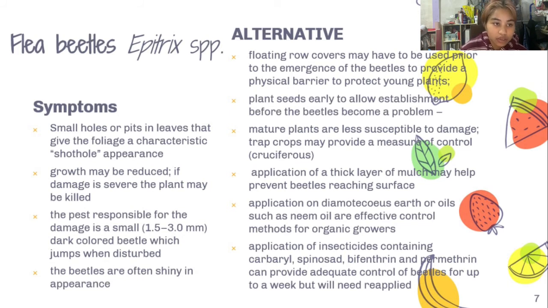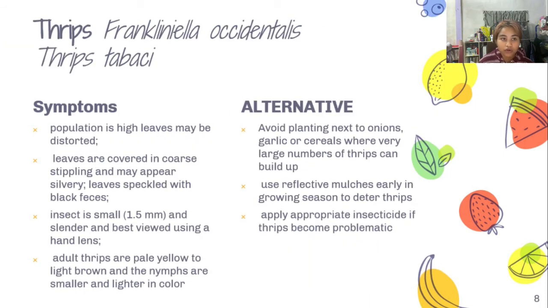Application of diatomaceous earth or oils such as neem oil are effective control methods for organic growers. Application of insecticides containing carbaryl, spinosad, bifenthrin and abamectin can provide adequate control of beetles for up to a week but will need to be reapplied. The last one is thrips, Frankliniella occidentalis or Thrips tabaci.